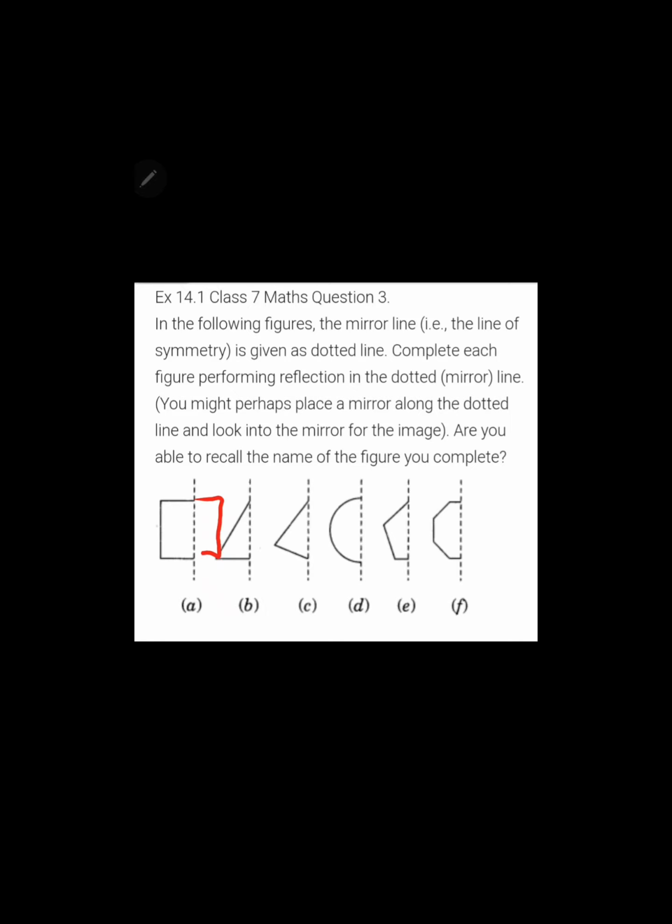the same distance. For this figure, you have to draw a triangle, this is a circle, and this is an octagon. In this way you have to draw this figure. This question also you have to do in the book only.